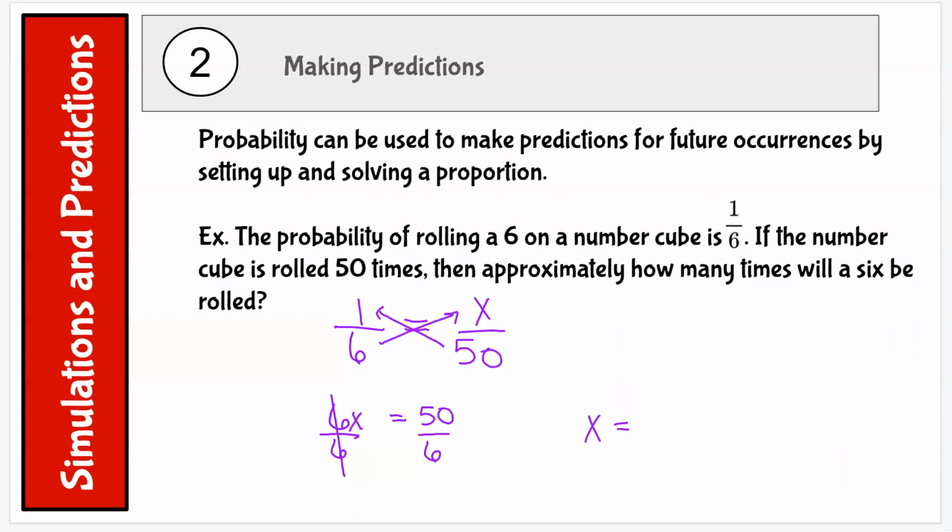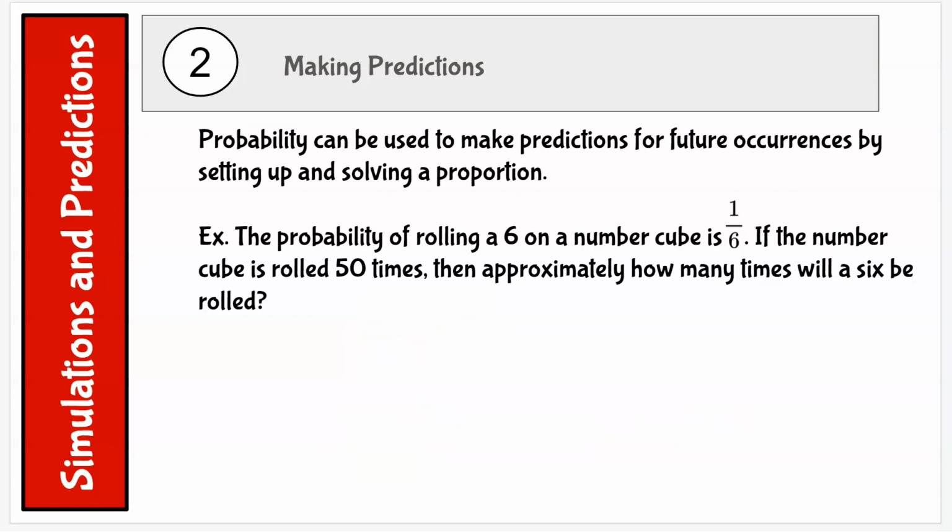So x would be 25 over 3. Or you could write that as 8 1/3. It is approximately 8 1/3 6s will be rolled. Let's look at another example.